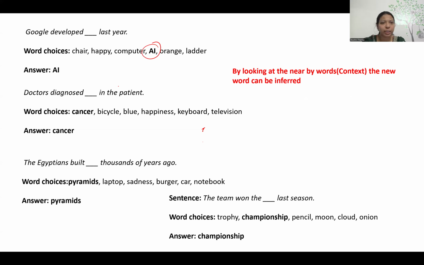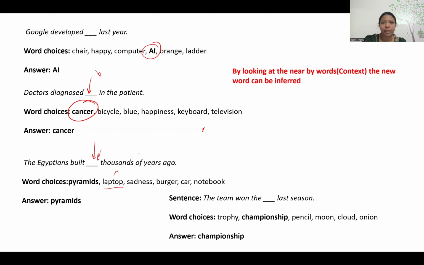Doctor diagnosed bicycle in the patient. That will not be there, right? So what was the most suitable word? This can be coming there. The Egyptians built dash thousands of years ago. Laptop? That is not. So it will find the most suitable word, or the target word, which has the minimal distance to this context, and then it will predict it.